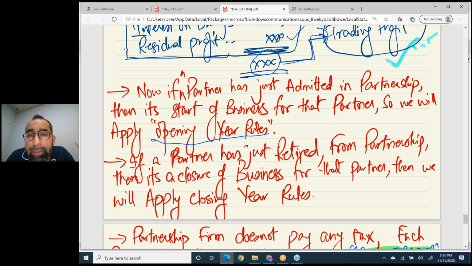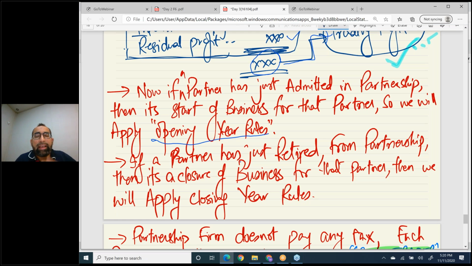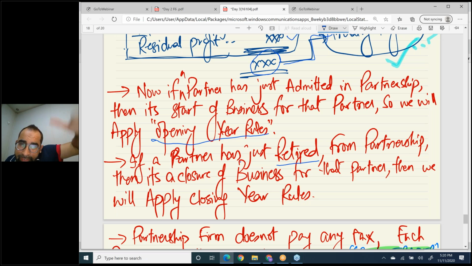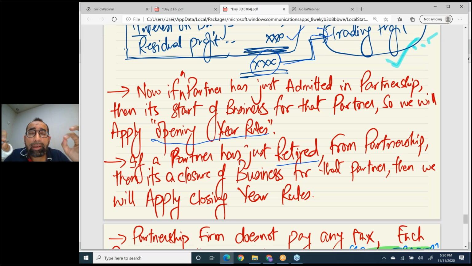Sometimes for the beginning of a business you have to apply opening year rules of basis period. Similarly, if a partner has just retired, if a partner has just left the partnership, that means for that partner it's the end of business. So you have to apply closing year basis period rules for that partner.